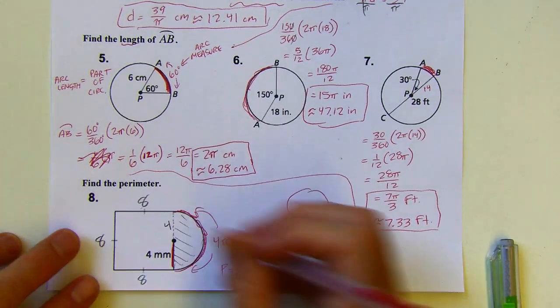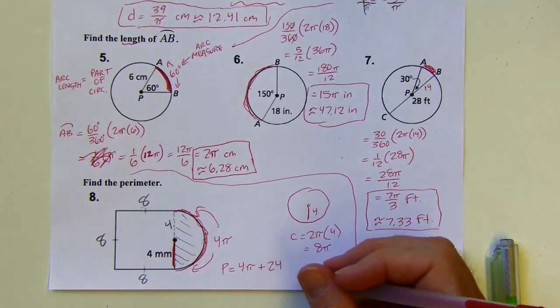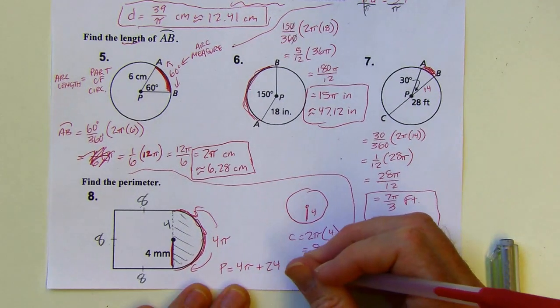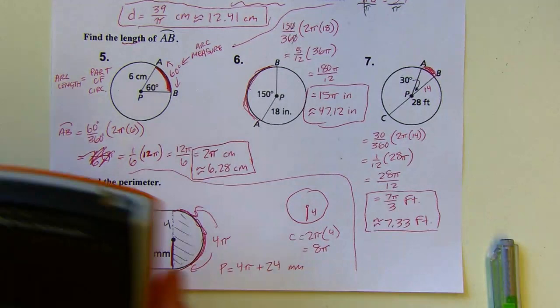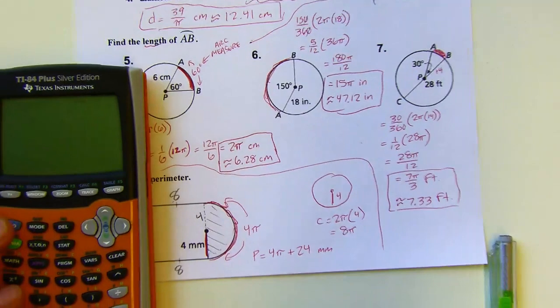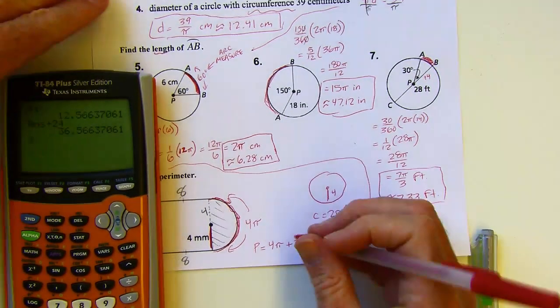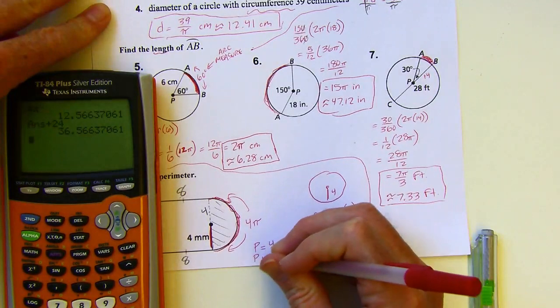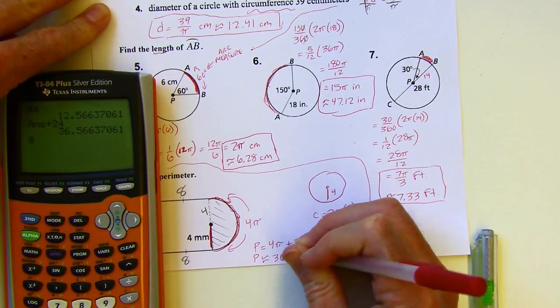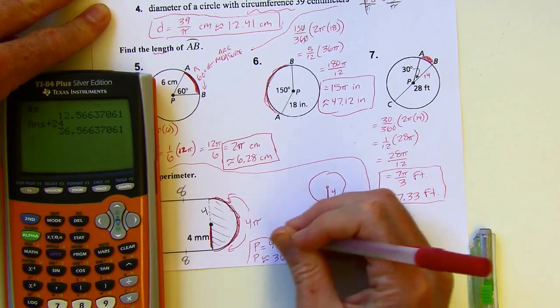8 plus 8 plus 8 would be 24. Okay, so if you wanted an exact value, that's as good as you could do, be that many millimeters, or you could use calculator. So let's see, 4 pi, I'll add 24 to that, it's going to be about 36.57. That many millimeters. And there we go.